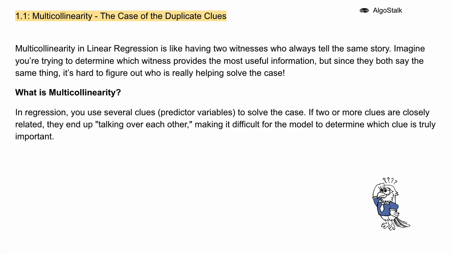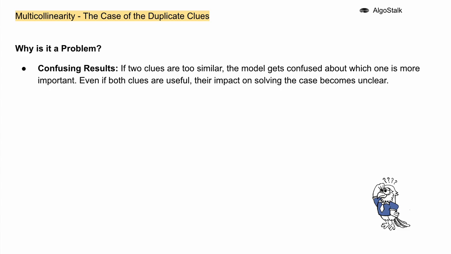If two or more clues are closely related, they end up taking over each other, making it difficult for the model to determine which clue is truly important. If two clues are too similar, the model gets confused about which one is more important. Even if both clues are useful, their impact on solving the case becomes unclear.